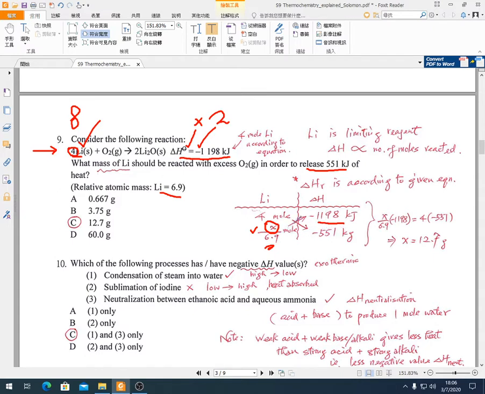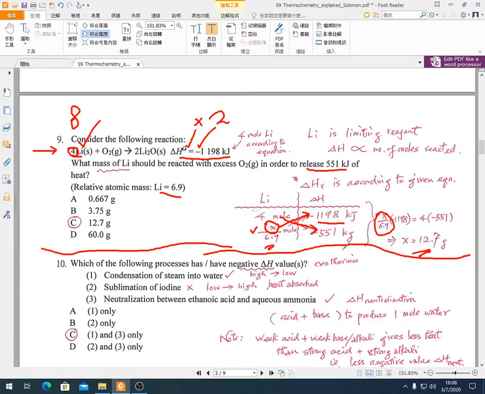Then we do the cross multiplication. This one multiplies to the other one, the cross multiplication. Then you have 12.7. So in chemistry you always use cross multiplication. It can do all kinds of calculation. It is almighty. Okay, nearly almighty.